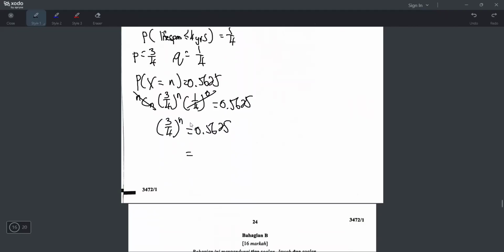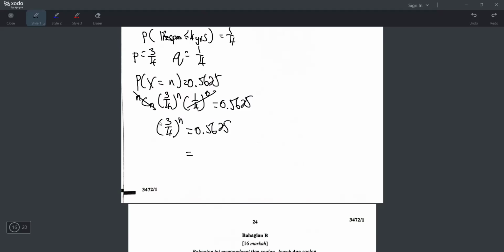You can use the log punya cara. You just tekan calculator, log ini bahagi log ini. Okay? Tekan log ini base 10, divide log ini base 10, and the calculator will straight away tell you what is your n. So let's tekan log base 10, 0.5625 divide log base 10, 3 over 4. Okay, your calculator will straight away give you the answer.